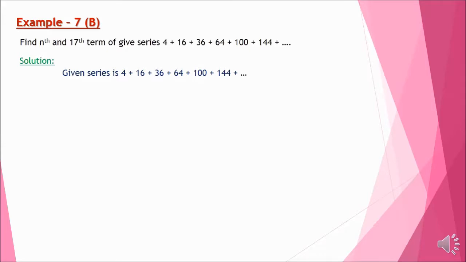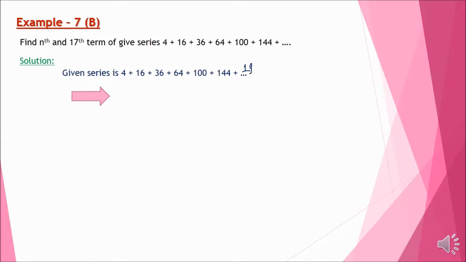It's an infinite series. If you are curious, you can tell me what the next term on this series will be. The terms are 4, 16, 36, 64, 100, 144, which means these are all squares of even numbers: the square of 2, 4, 6, 8, 10, 12. Now it will be the square of 14, that will be 196.